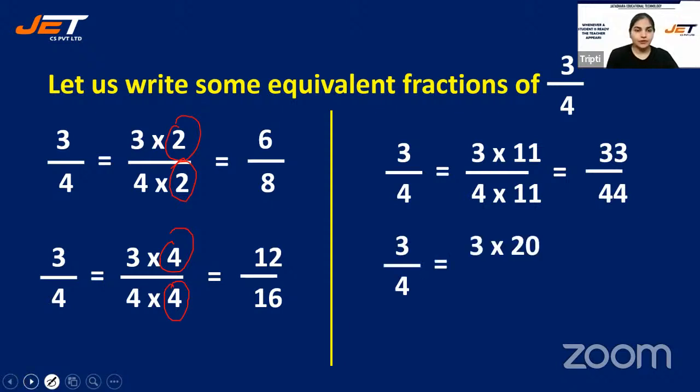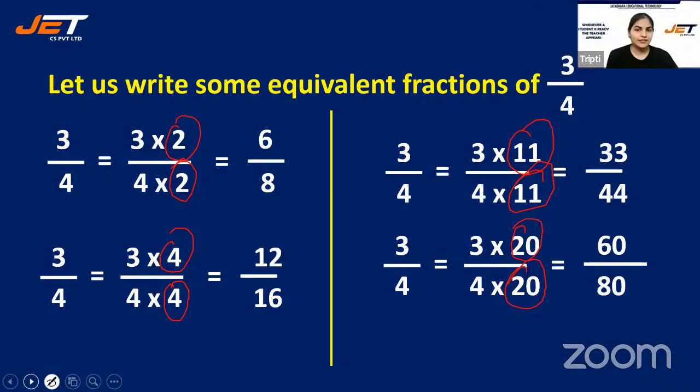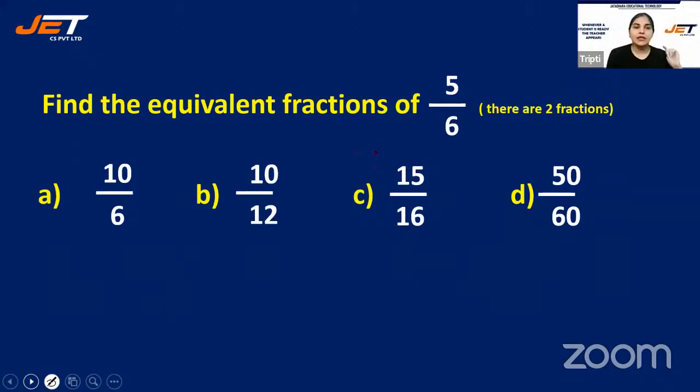To find the other equivalent fraction, I'm multiplying it by 20. 20, 20. Here I multiplied by 11, 11. And I have got 60 by 80. Right? So this is how we can find the equivalent fractions. You just need to multiply the numerator and the denominator by the same number.